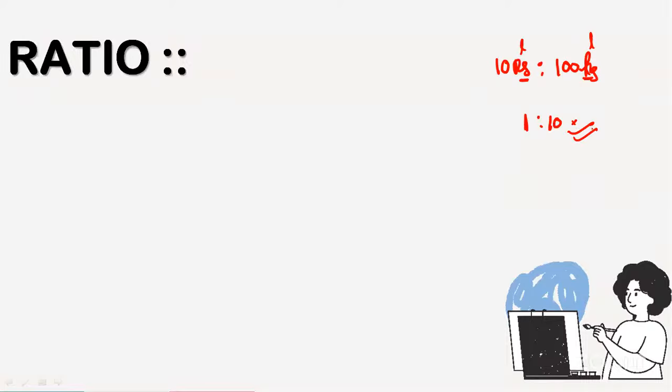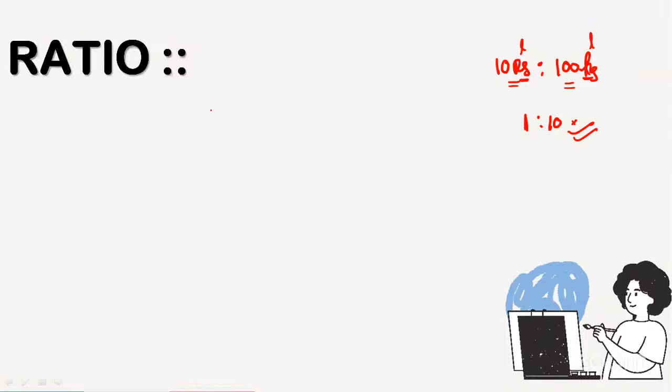So ratio means two quantities. 10 rupees is one quantity, 100 rupees is another quantity. Two quantities of the same units is called the ratio. The ratio means the simplest form of comparing, guys, here.